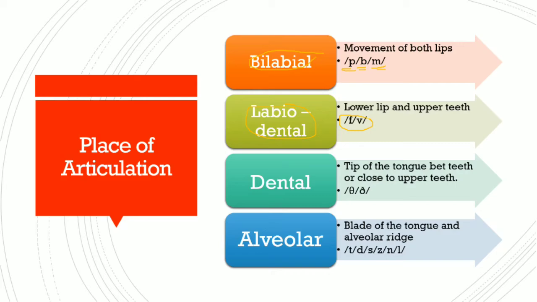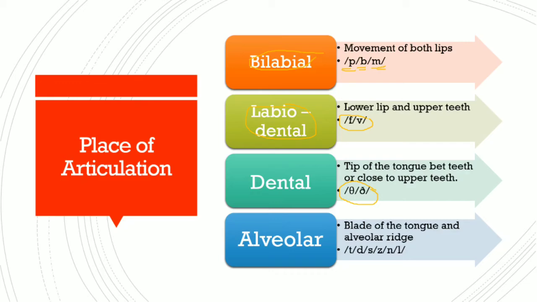Then you have dental sounds. Here, the tip of the tongue is used either between the teeth or close to the upper teeth. So you produce sounds such as th (voiceless) and th (voiced). These are the only ones that are dental. Why? Because you use your tongue in touch with your teeth. Remember that in the sense of manner of articulation, they are fricatives because there is a friction of your tongue with your teeth. So they are fricative sounds and dental sounds.